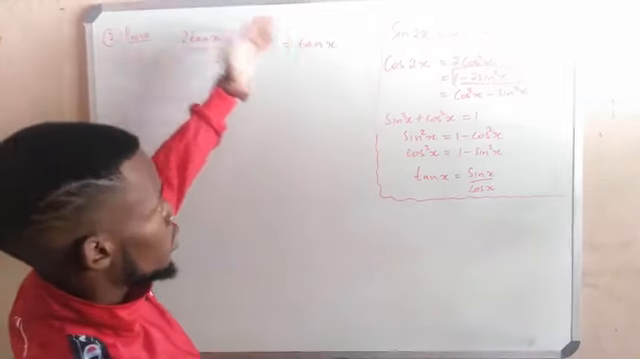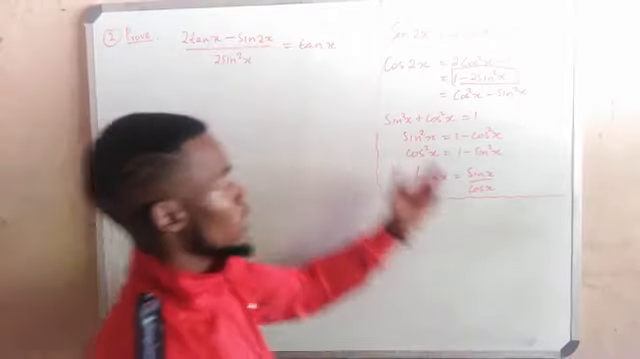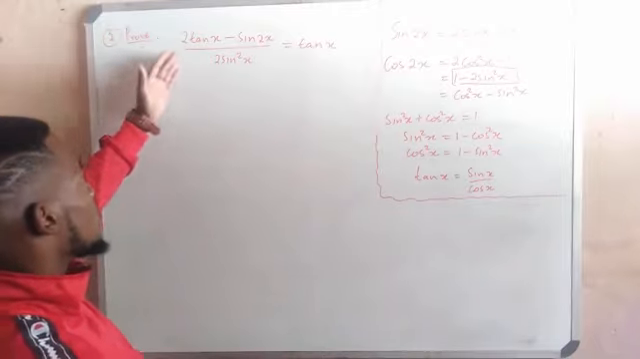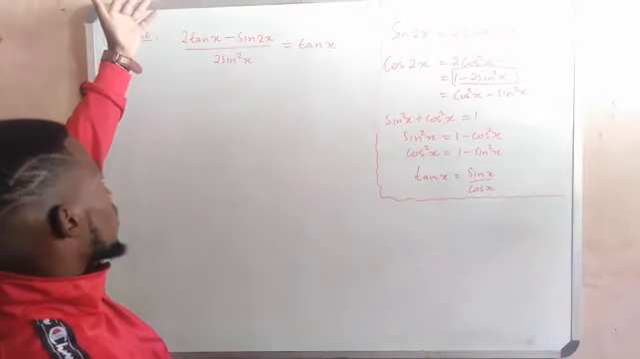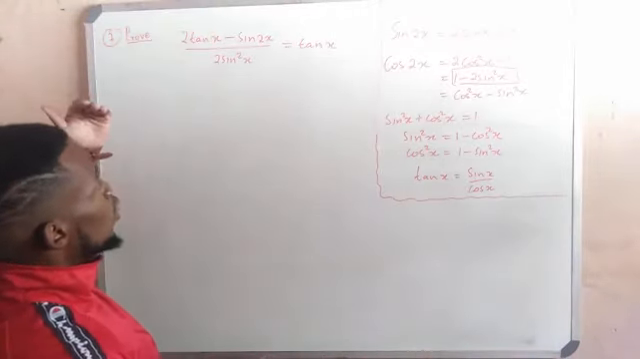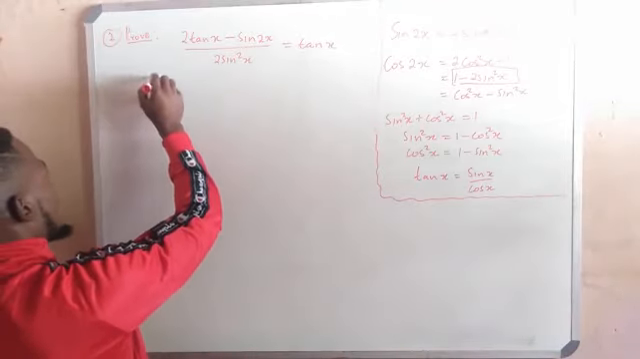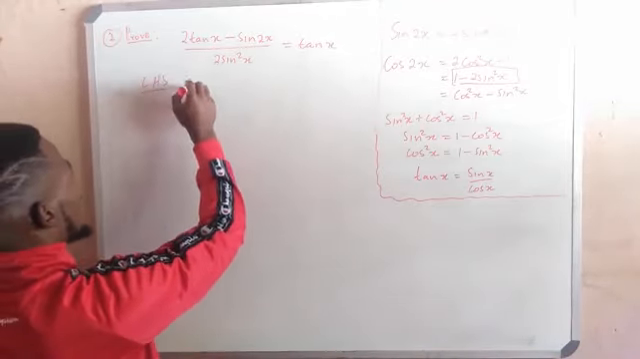On the right hand side you only have tan x, which you can only change to sine over cos and nothing else. But on the left hand side we can change this to sine x over cos x and change this to what? To 2 sine x cos x. So we are going to choose the left hand side in this case because it has a lot of information.